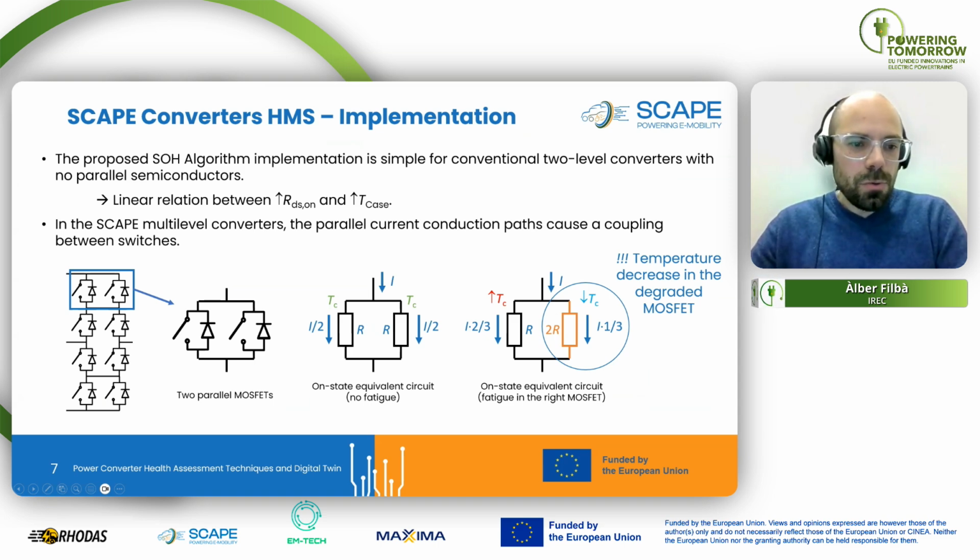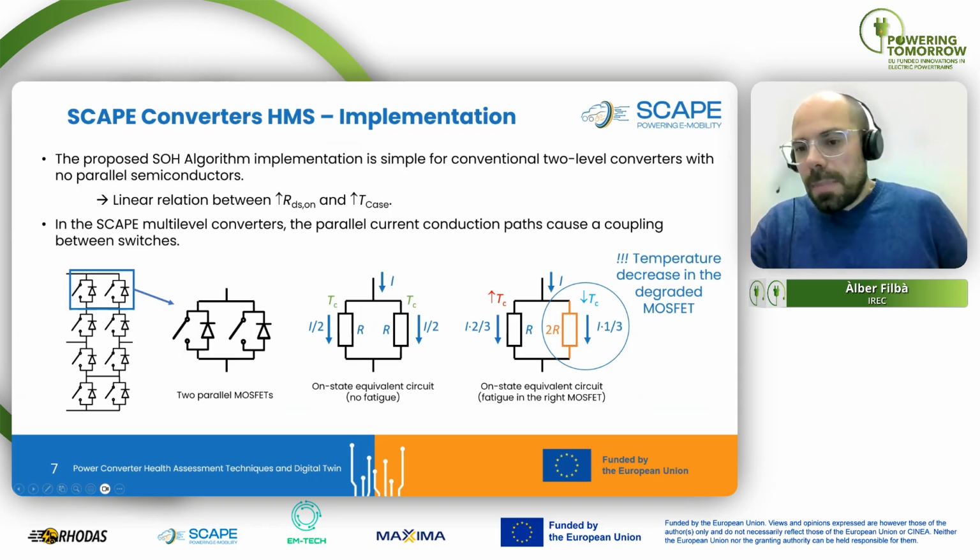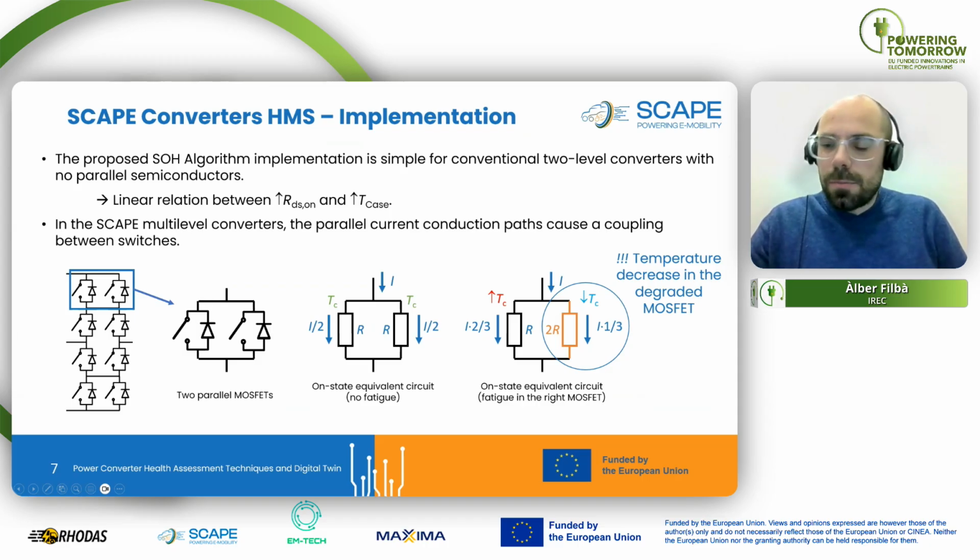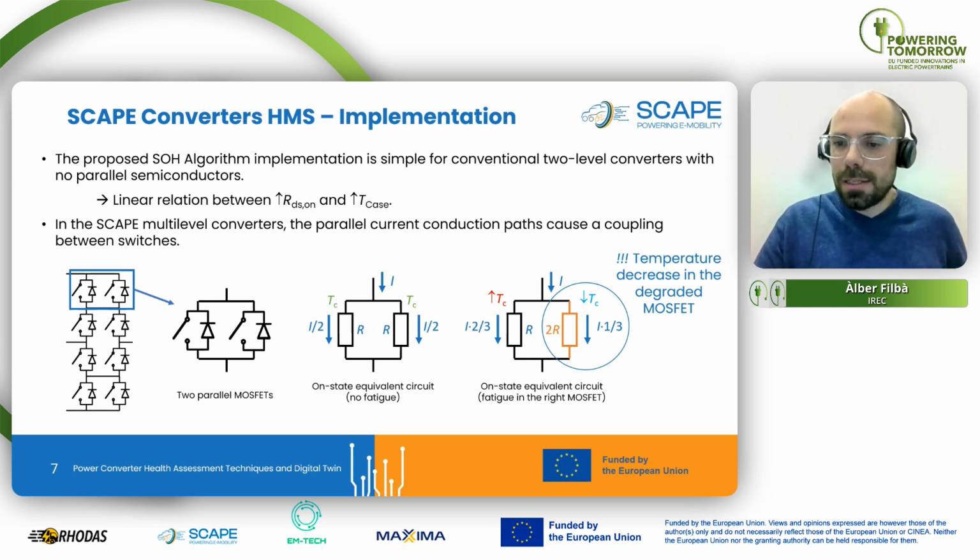For instance, we take these two transistors here, or switching cells, that are connected in parallel. You can see that in the no degradation state, where both transistors have the same resistance in on state, this total current will be shared equally between both. But if one of the switching cells or MOSFETs has an increase in its resistance, for instance, here we can see a double increase of the resistance, we will see that the current sharing is not equal now.